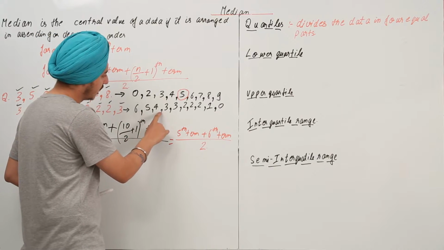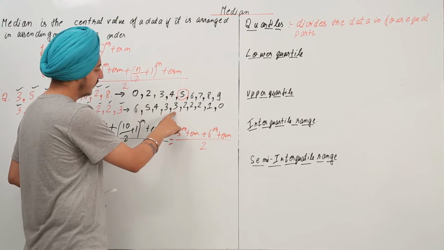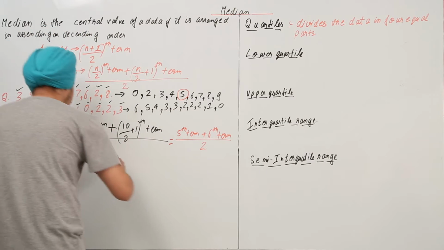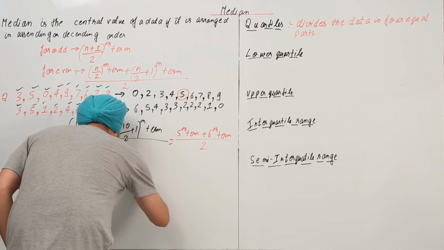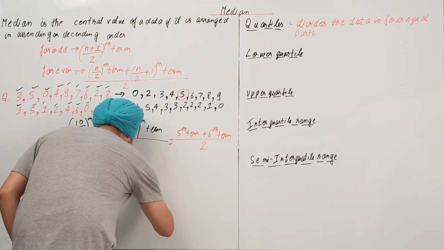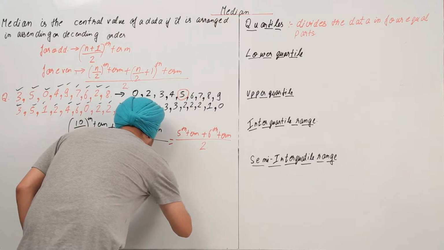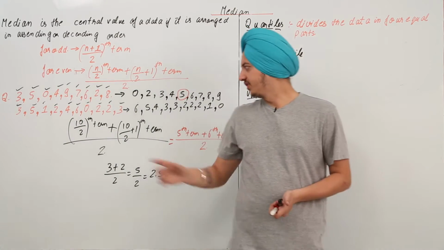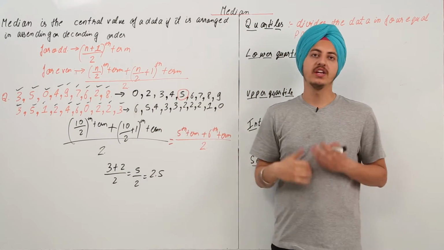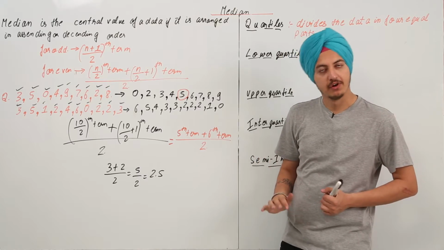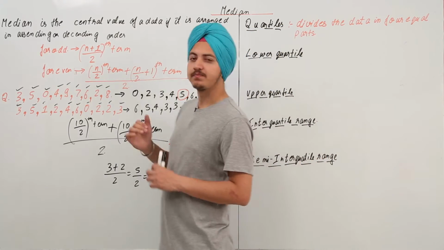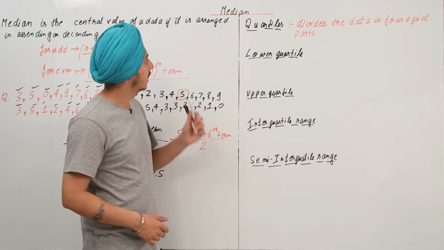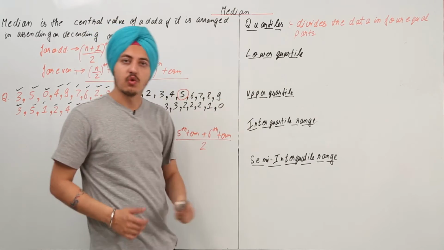1, 2, 3, 4, 5. The 5th term is 3 and the 6th term is 2. So the data means 3 plus 2 divided by 2, which is equal to 5 by 2, which is equal to 2.5. So the median of this data is 2.5. Simple enough. Okay. So now there is one more thing that occurs in this chapter, median, are the quartiles.